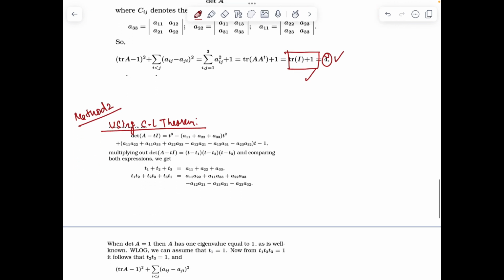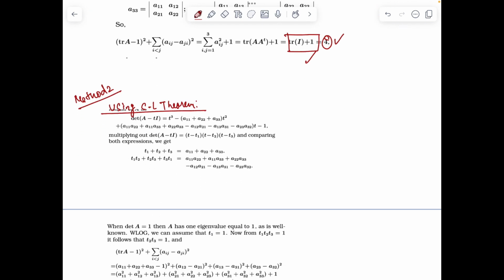This can also be done using the Cayley-Hamilton theorem, which is usually taught in the coaching institutes. So we know that determinant of A minus tI can be written as t cube minus sum of diagonal elements, which is trace of the matrix, times t square, plus the sum of diagonal element cofactors, which is written over here, and minus determinant of the matrix, and determinant of the matrix is 1, so minus 1.